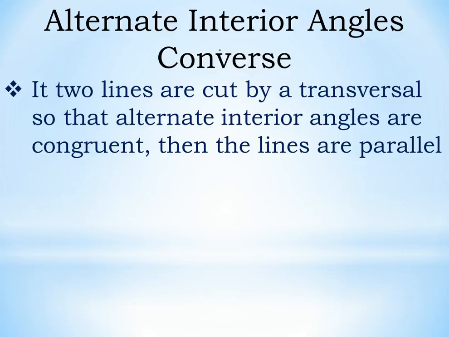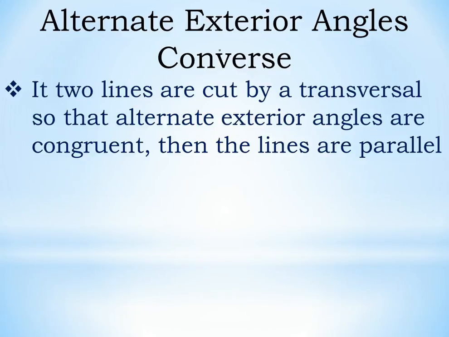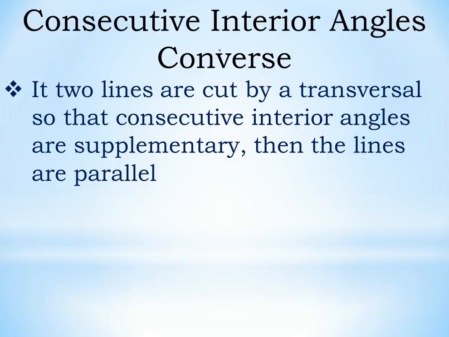We will have our alternate exterior angles converse, saying the exact same thing, but now talking about alternate exterior angles. If they are congruent, then lines are parallel. And then finally ending with our consecutive interior angles converse, saying if the consecutive interior angles are supplementary, then those lines are parallel. So those are the three theorems we're going to work on right now, our three converse theorems, for a total of 6 for this unit.